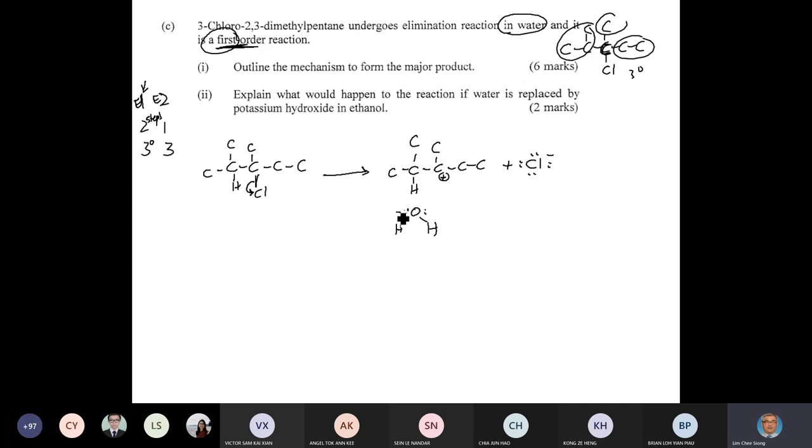So the 2 electrons will be given to the H. They say, H, follow me. The H says, cannot, I'm bonded with the carbon. So leave the electron to it. To which one? Is it to carbon? No. To the bonding. So finally, we are able to form this compound.